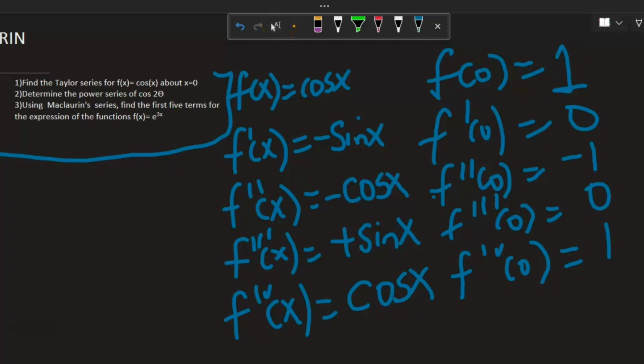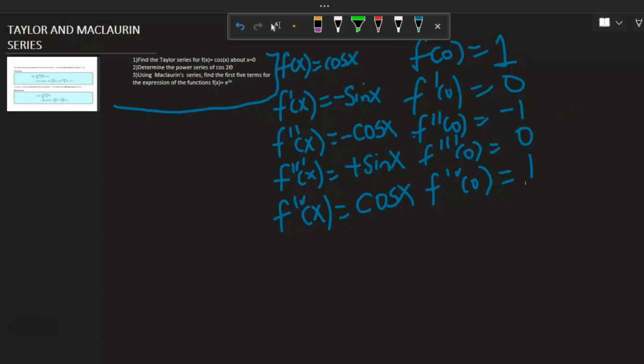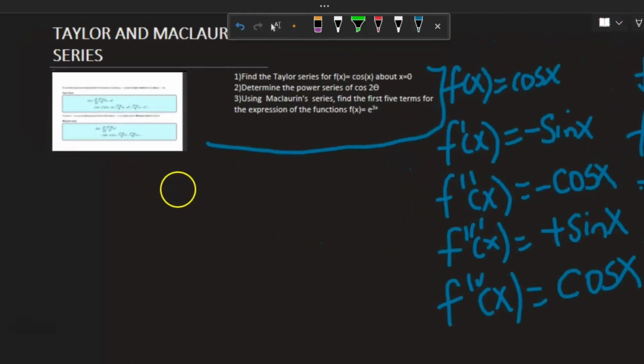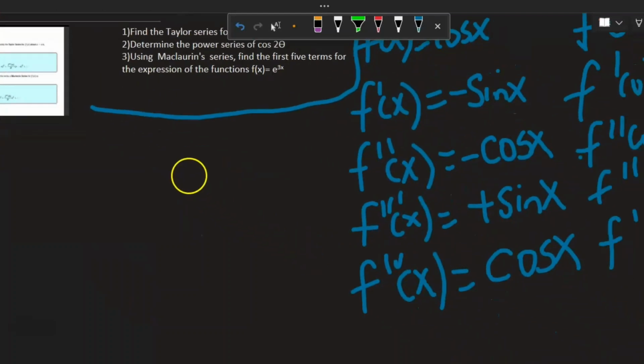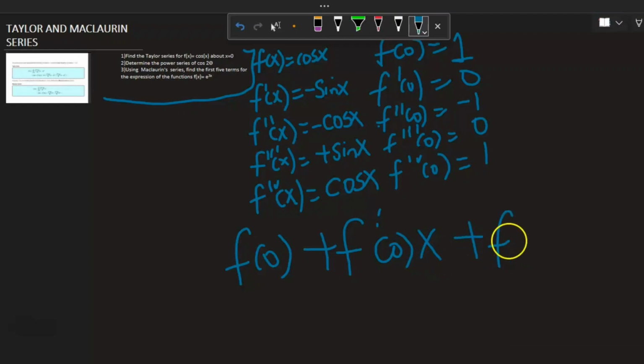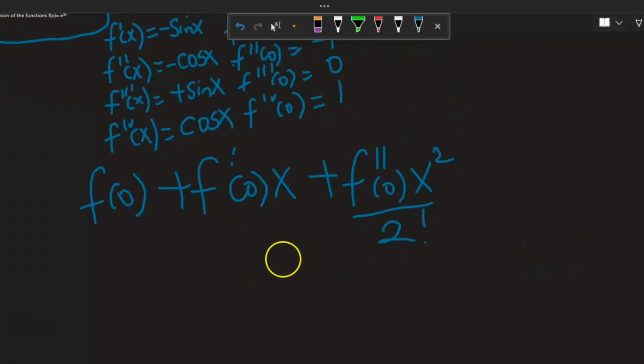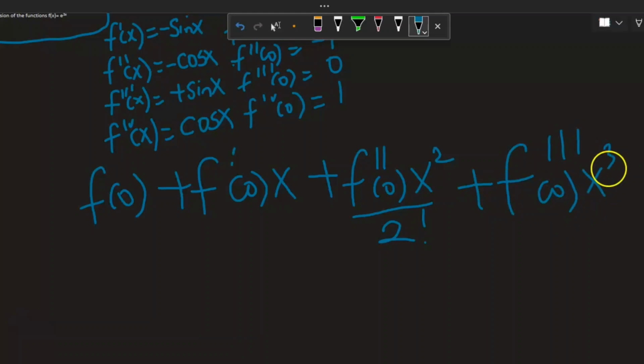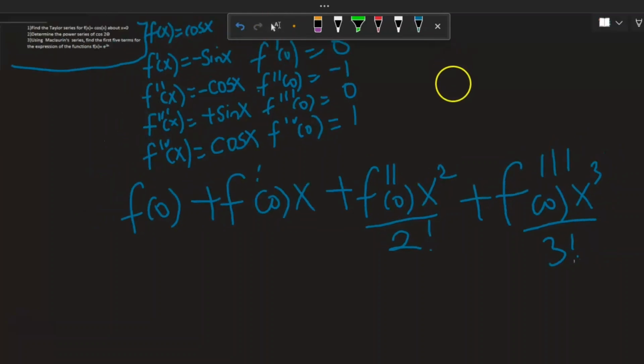Now, let's input this into the formula. We know the formula, this is the formula. Now, let's find f of x. So this will give me f of 0 plus f prime of 0 times x, do not forget your x, plus f double prime of 0 x squared over 2 factorial plus f triple prime of 0 x cubed over 3 factorial.